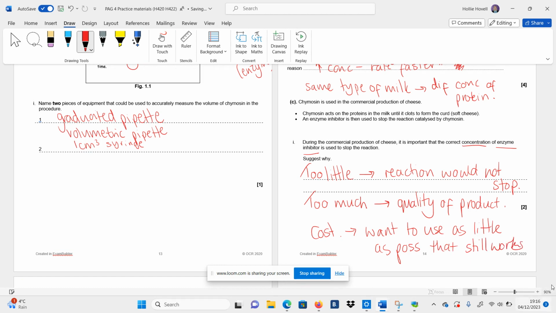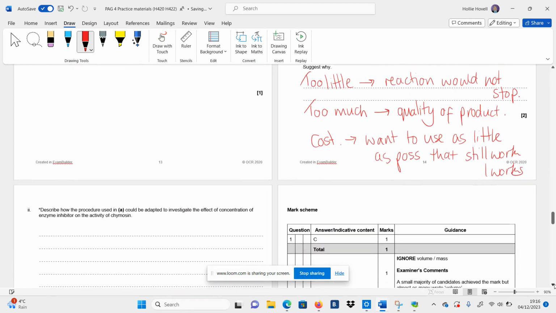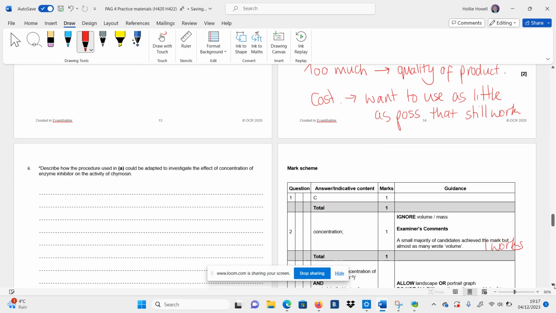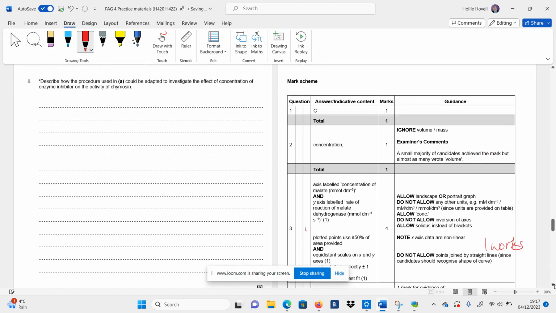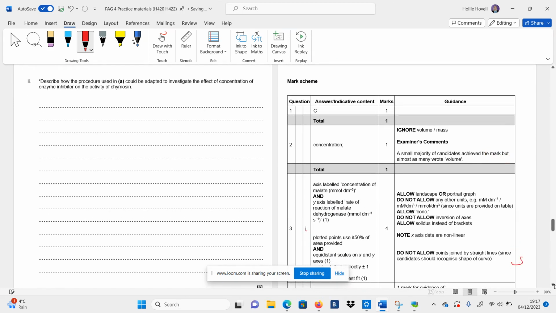Okay, we got one more left. Last one. Describe how the procedure used in A could be adapted to investigate the effect of concentration of enzyme inhibitor on the activity of chymosin. Okay, so this one here is a long answer, and it's not going to be a case that we just count up what you've put in order to give a mark. It's not like a point per thing that you say.